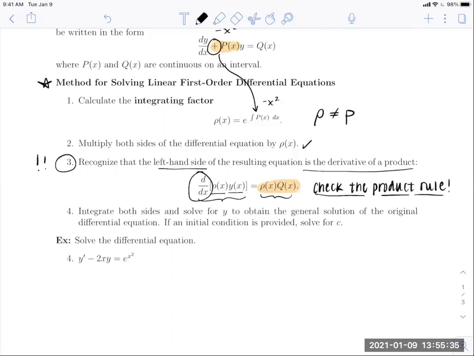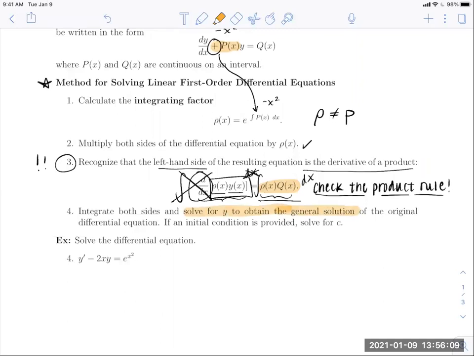So what that means is we can use the fundamental theorem of calculus part 2, which says if we integrate a derivative that cancels out, and if we integrate the left-hand side, we had better integrate the right-hand side. So the integral and the derivative cancel out here, leaving you with the product of rho of x, y of x, and then just carry out this integral as usual. And then typically we solve explicitly for y. So I just state here in number 4 that we want to solve for y to obtain the general solution.